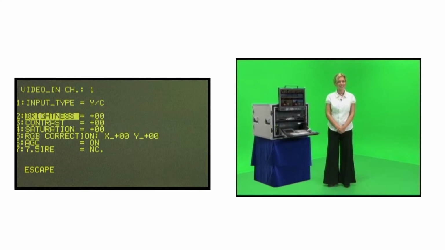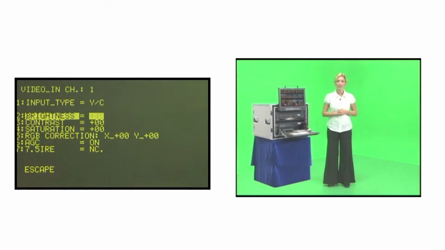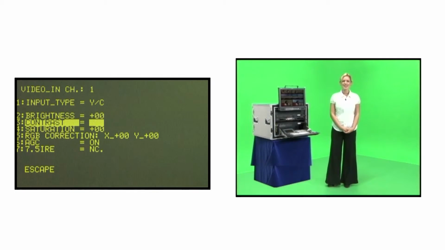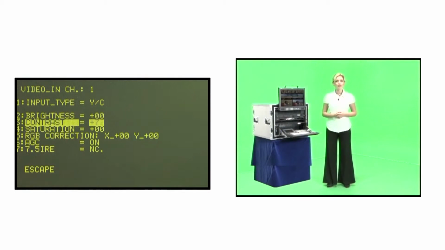The second submenu is Brightness. This sets the brightness of the input channel. The adjustable parameters range in increments from -99 to +99. The third menu is Contrast. This sets the contrast for the input channel. The adjustable parameters are incremental and between -99 to +99.